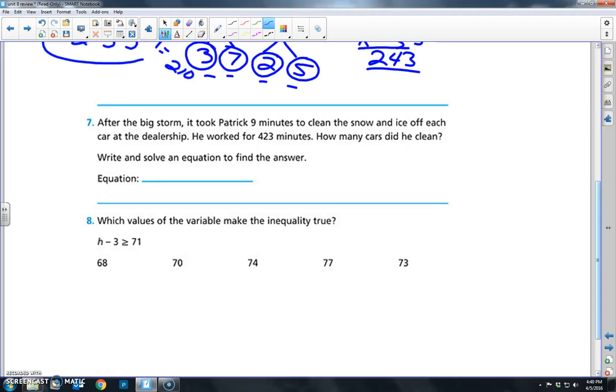All right, number 7. After the big storm, it took Patrick 9 minutes to clean the snow and ice off each of the cars at the dealership. He worked for 423 minutes. How many cars did he clean? Well, we don't know how many cars, so we're going to put C for cars. We know that it took him 9 minutes to clean up each car, so 9 times C. We know that he worked for 423 minutes.